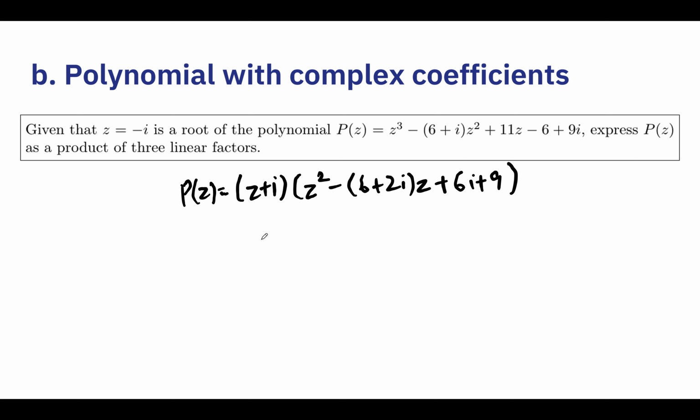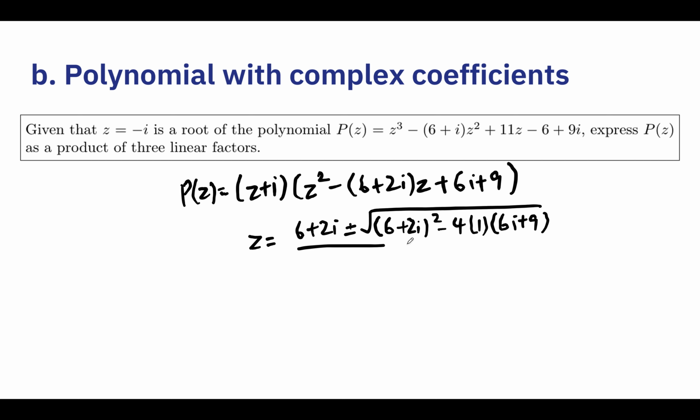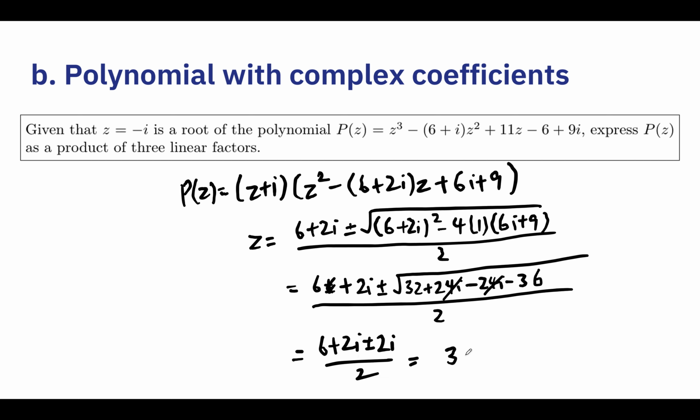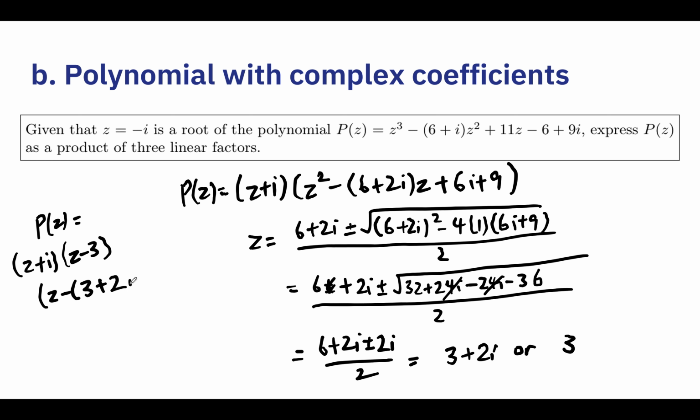In order to do this, we can just use our quadratic formula. We get z equals (6 + 2i ± √((6 + 2i)² − 4(1)(6i + 9))) divided by 2. If we perform a simple simplification, this is equal to (36 − 4 + 24i − 24i − 36) over 2. These two terms cancel out, leaving 32 − 36 under the root, which equals −4. The square root of −4 is 2i. So we get (6 + 2i ± 2i) over 2, which is either 3 + 2i or 3. So we can now express p(z) as a product of three linear factors: p(z) = (z + i)(z − 3)(z − 3 − 2i), just like this.